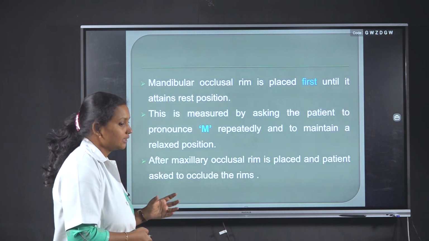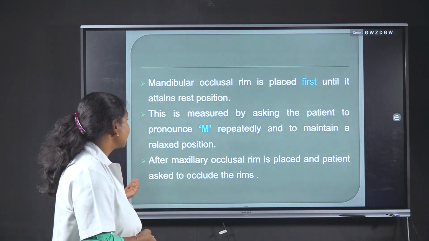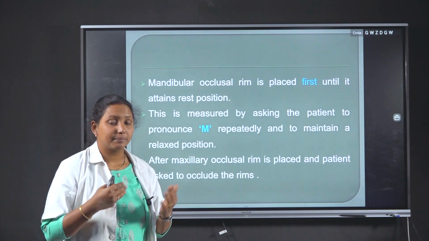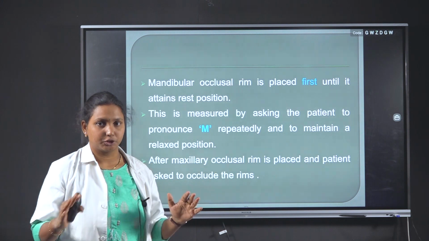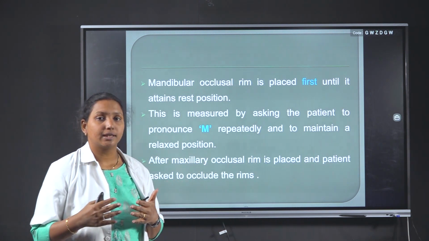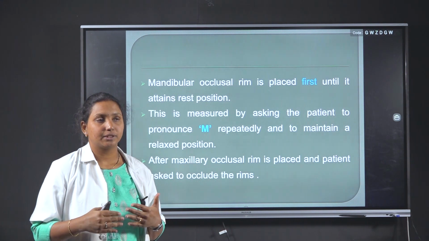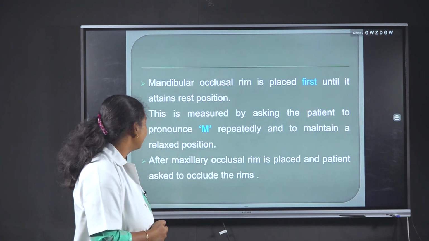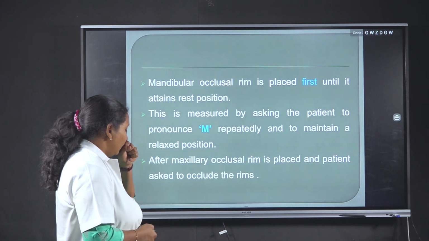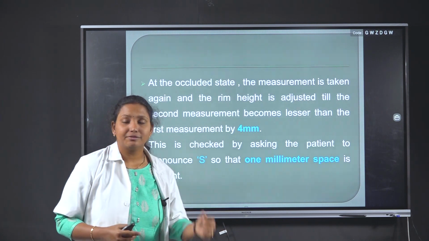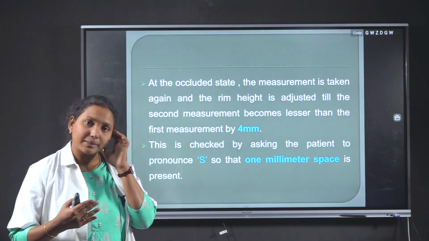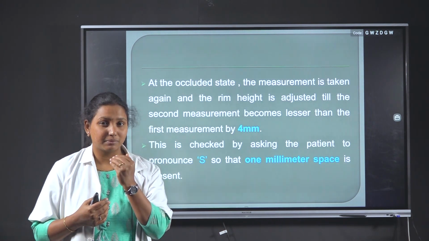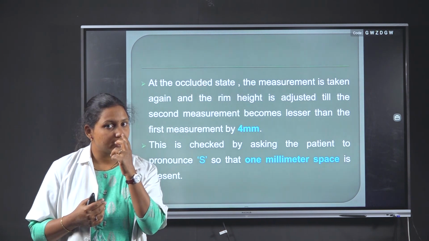After establishing orientation jaw relation, we will ask the patient to repeatedly pronounce M, so that the patient's mandible will come to relaxed position. In that position, we will record vertical dimension at rest. We will ask the patient to repeatedly pronounce M or Om like that. When the patient pronounces M, there will be slight separation between maxillary and mandibular arches, that is freeway space. So that you will record.